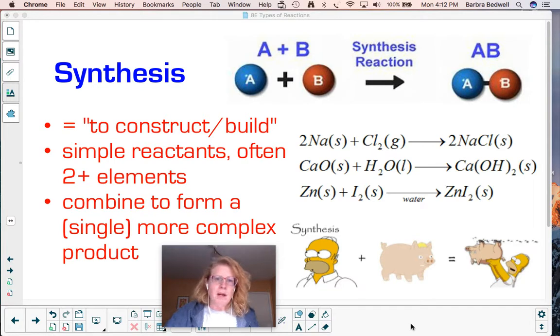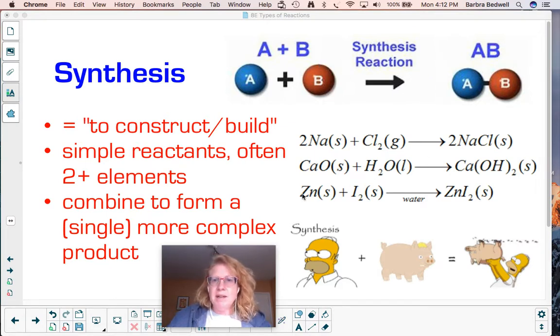There we go. Synthesis is exactly what it sounds like. You're synthesizing something. The word actually means to build something bigger or to build something new. So typical synthesis reactions have some very simple reactants, like just a single element and another single element, and then in the reaction they get smushed together to make a new product.